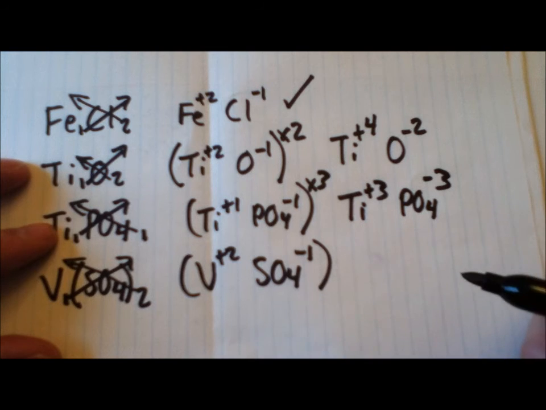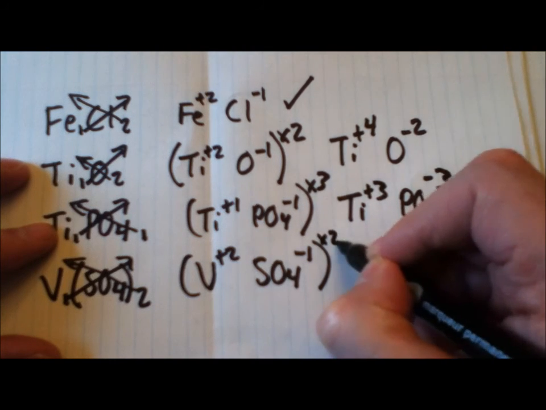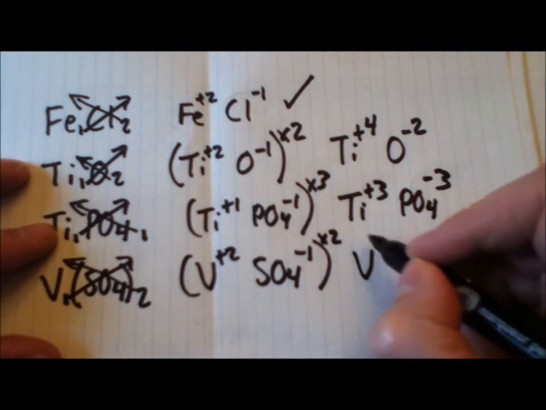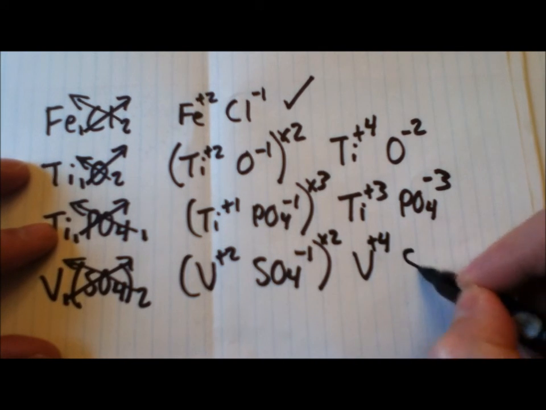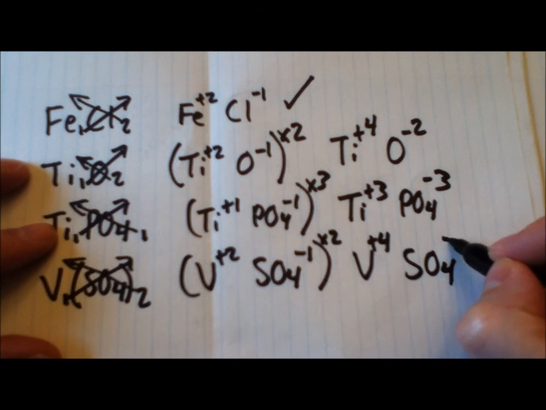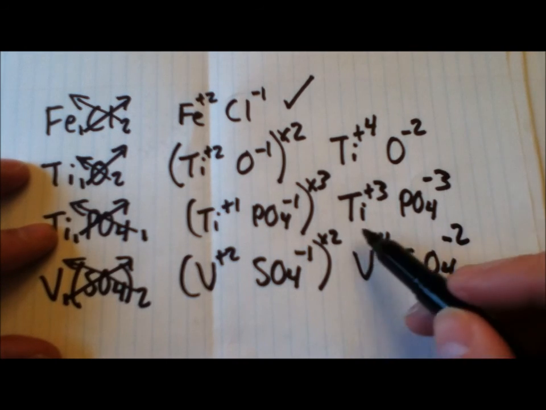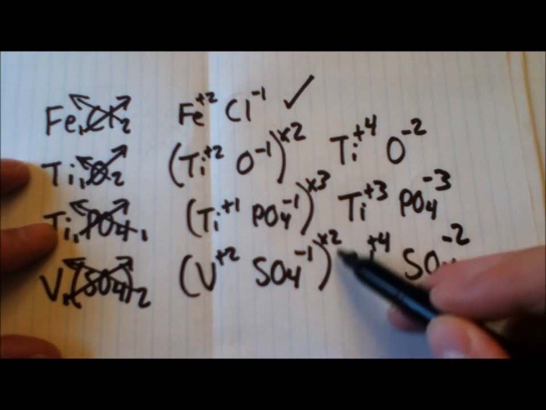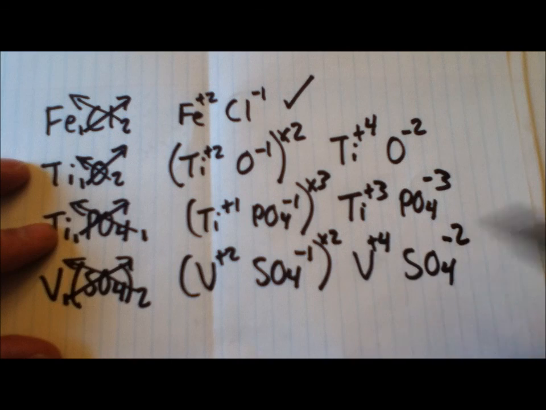Same thing here. Sulfate is supposed to be -2, so we multiply it by 2. So vanadium, 2 times 2 gives me +4. Sulfate is 2 times -1. That gives me a charge of -2. And now everything's correct. And I just note the charge of the vanadium when I'm writing the name for it.